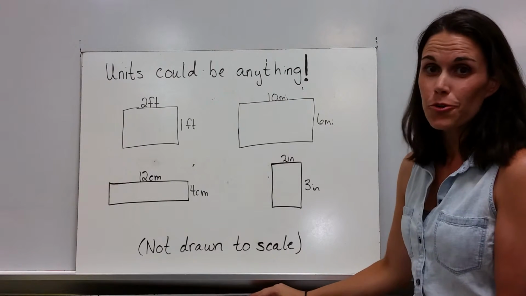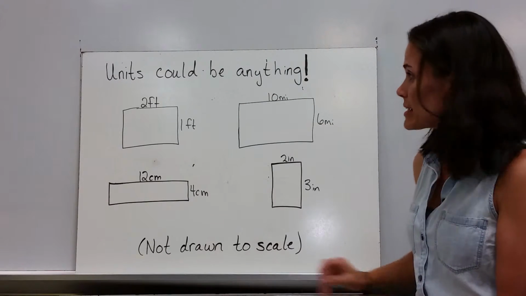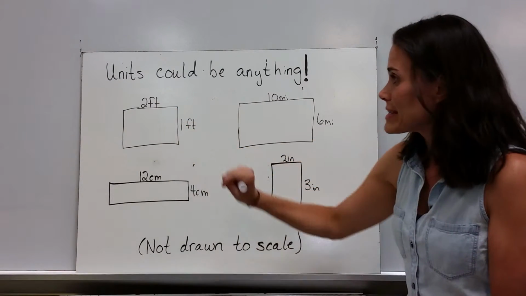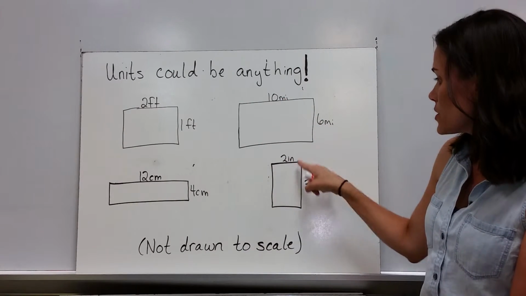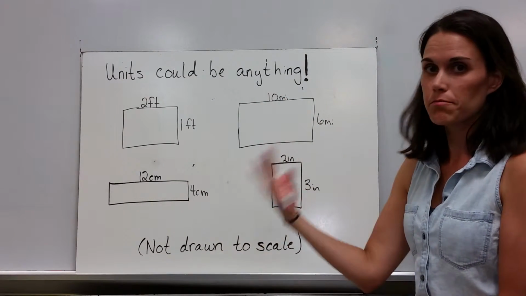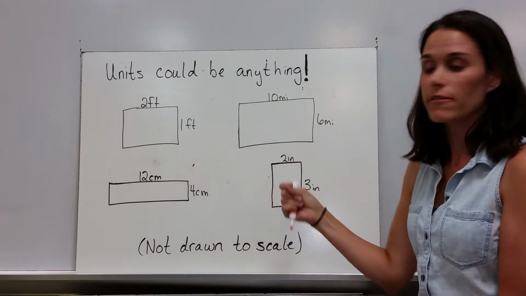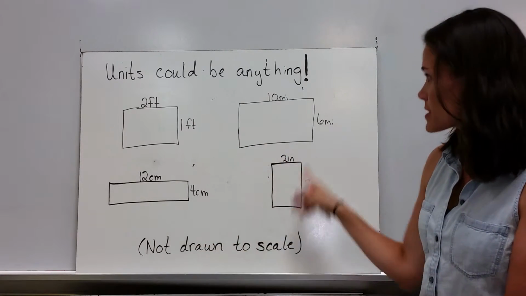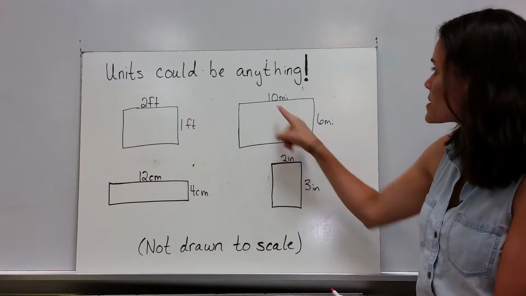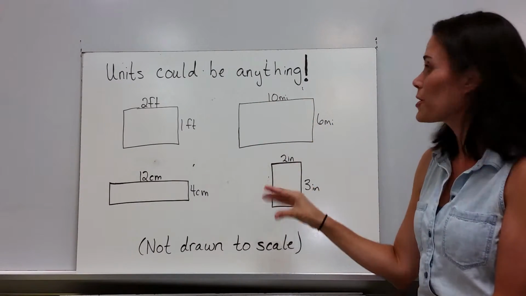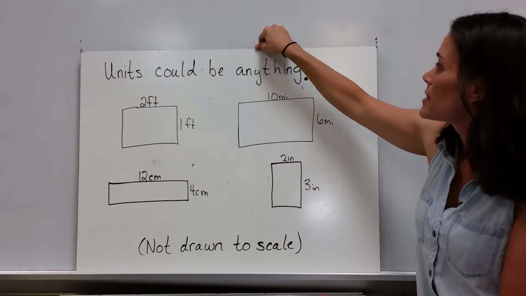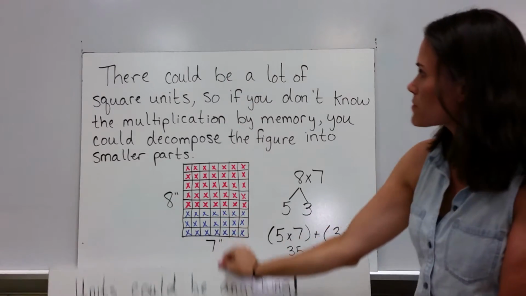All right, we've been saying units, but units could really be anything. So you could be working with feet, miles, inches, centimeters, meters, anything, even the length of your fingers if that was the length of your unit. These are not drawn to scale, just so you know. This is not really 10 miles. We're showing you that the units could be anything.